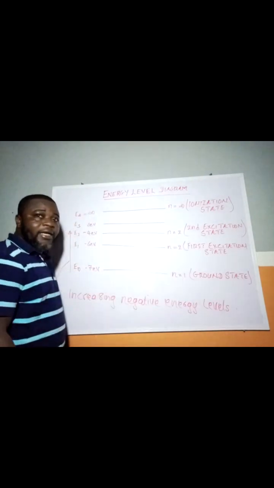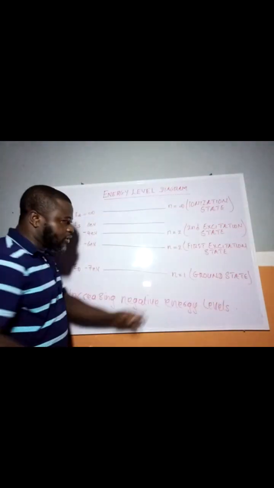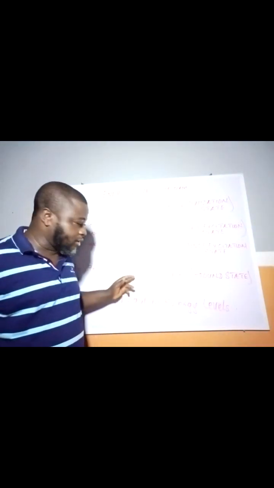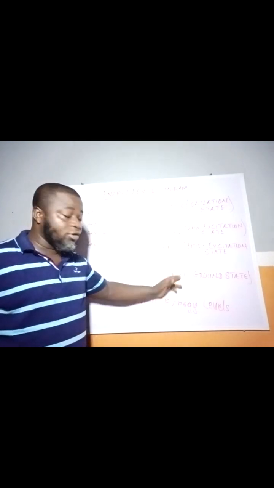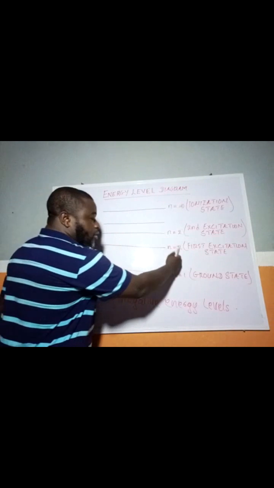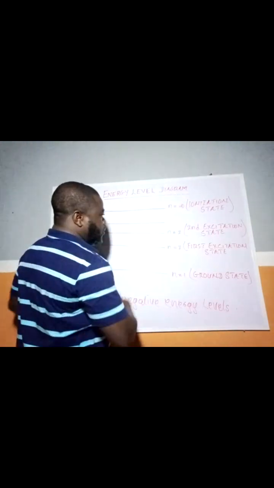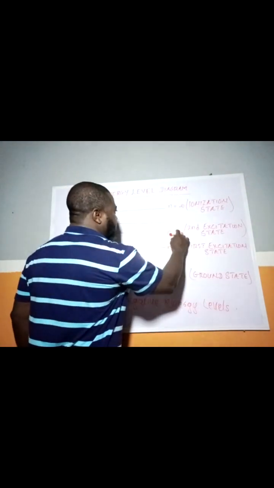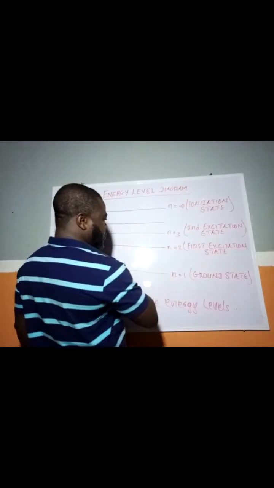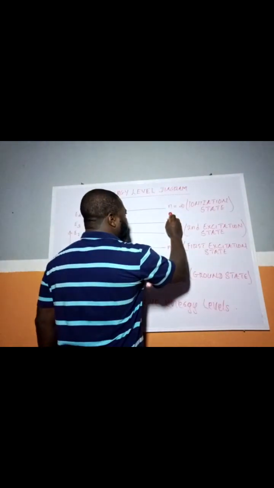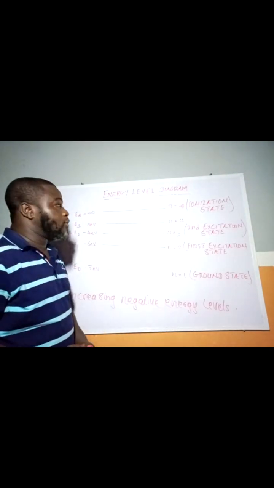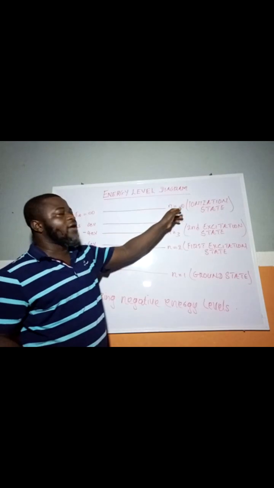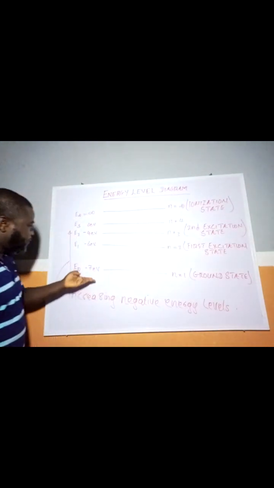This is what we call energy level. This energy level, which is n equal to 1, where n represents the quantum number, is the number of that energy level. This is the second quantum number, this should be the third quantum number, and this should be n equal to 4, the fourth quantum number. Another thing we have is n to infinity, and this represents the energy.